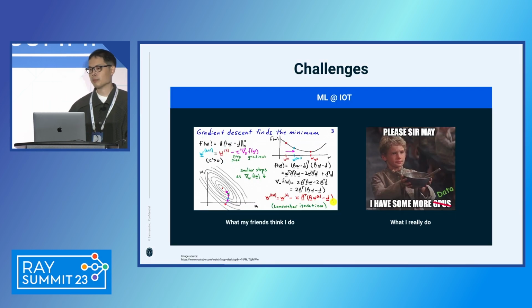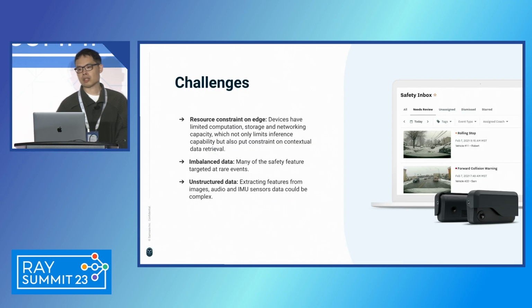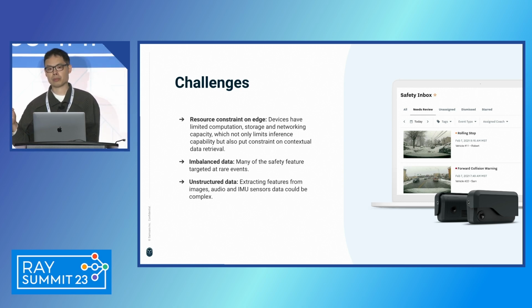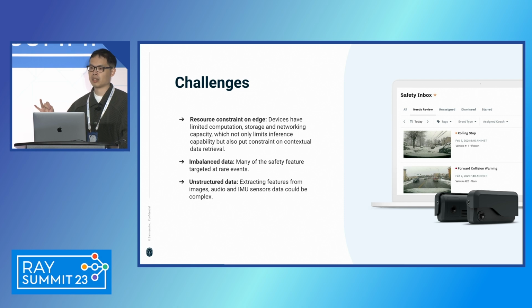Now that we know the company, let's talk about the challenge of doing machine learning at Samsara, which is establishing the data flywheel. That challenge actually comes from a combination of three aspects: the resource constraint on the edge, the data imbalance due to the nature of the problem we are trying to tackle, and the scale required to process unstructured sensor data.